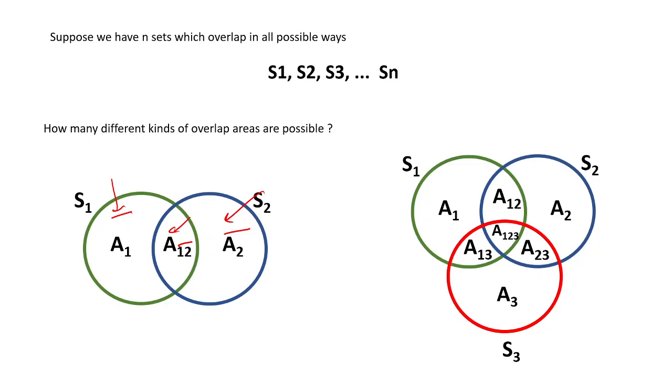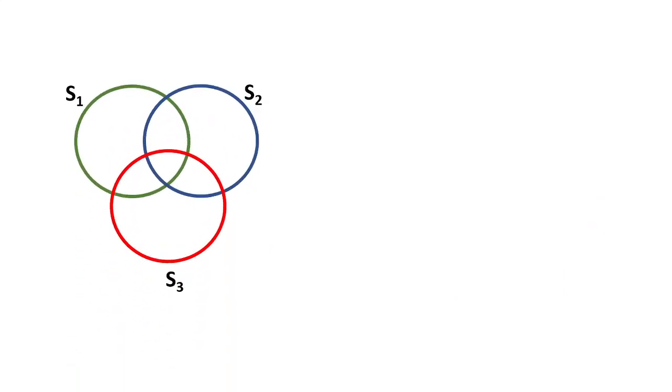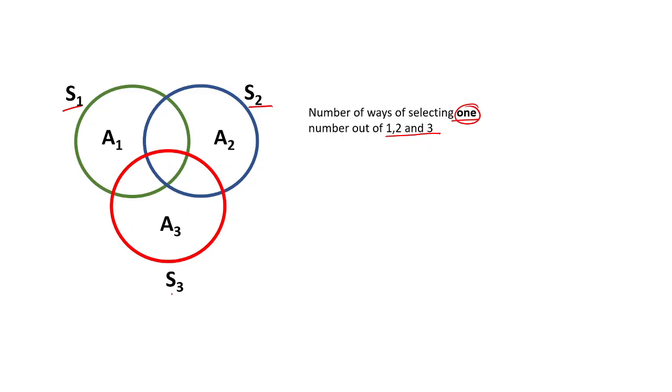How many such areas do we need in a Venn diagram of 4 sets? Let's think about that. In the 3-set case, the first 3 areas can be understood as selecting 1 number out of 1, 2, and 3. Let's say there are 3 sets, S1, S2, and S3. If you pick 1, you are thinking about an area which is only in S1. If you pick 2, you are thinking about an area only in S2. And if you pick 3, an area only in S3. So there will be 3 such ways.